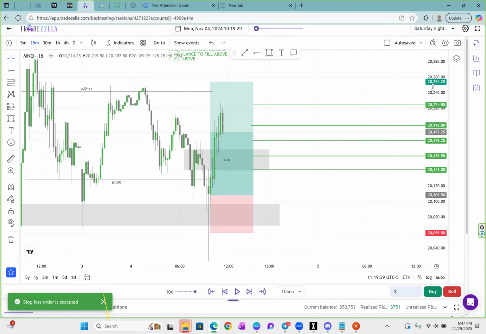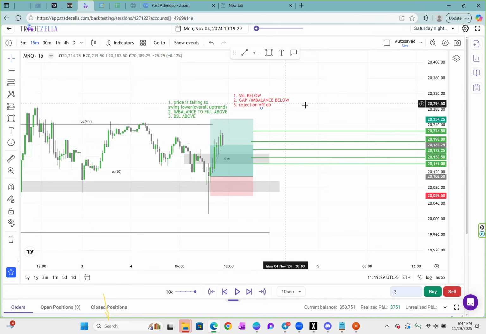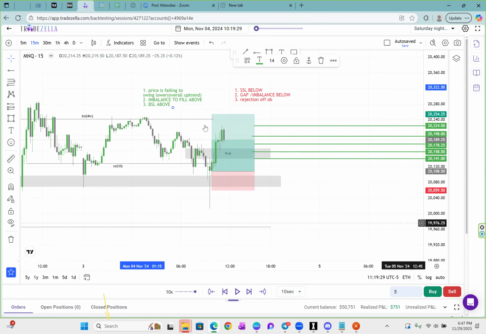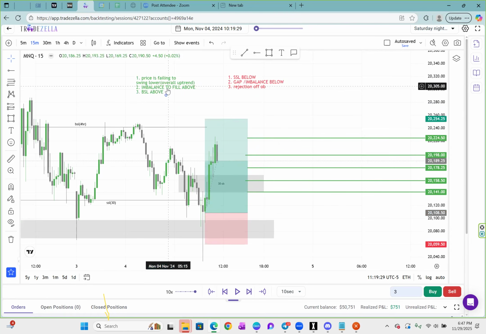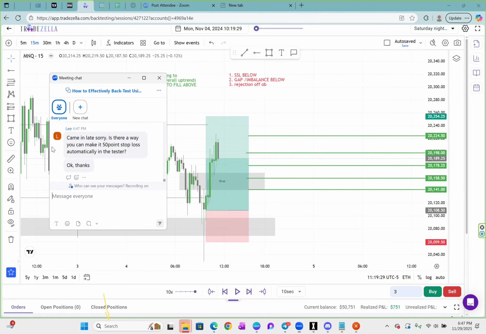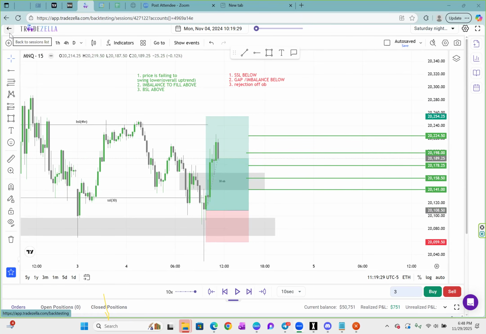We got in the sell because we had SSL below, imbalance to fill, and rejection off the OB. We got in the buy because price was failing to swing lower on the higher time frame. There was imbalance to fill above, buy stop liquidity above, and a rejection off of this order block. So even if you miss the sell, if you're patient and you wait for your plan, the buy also presented an opportunity.